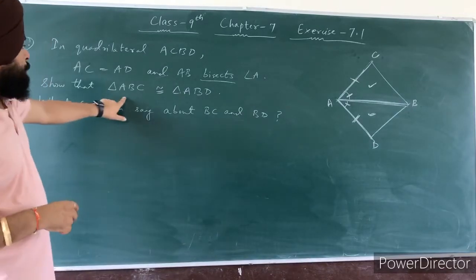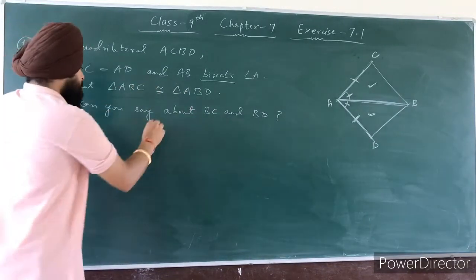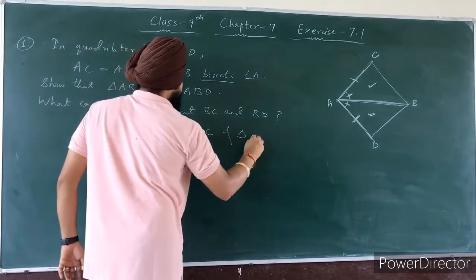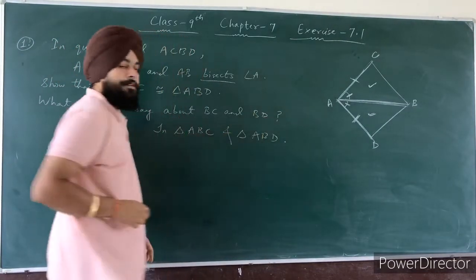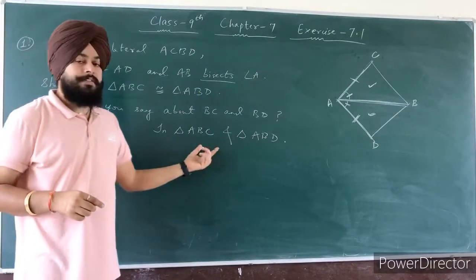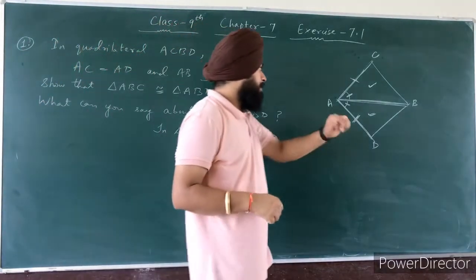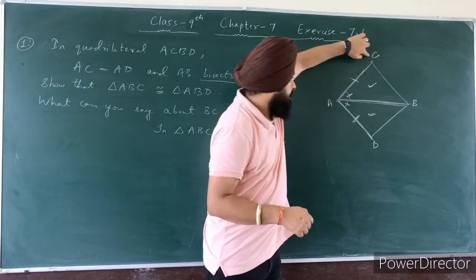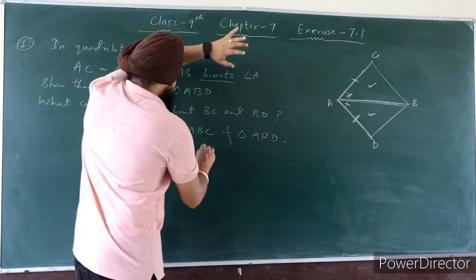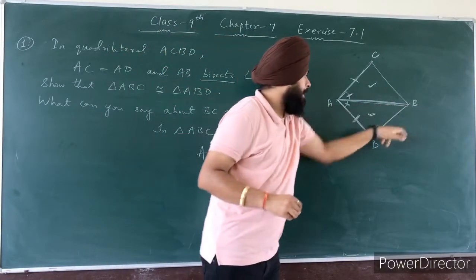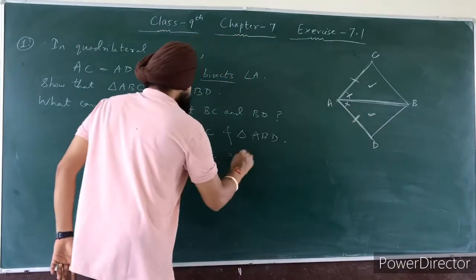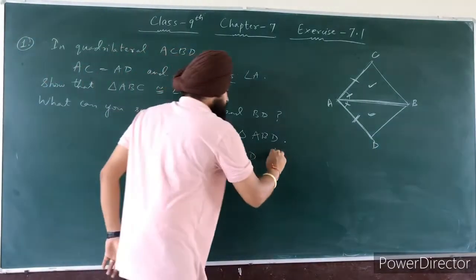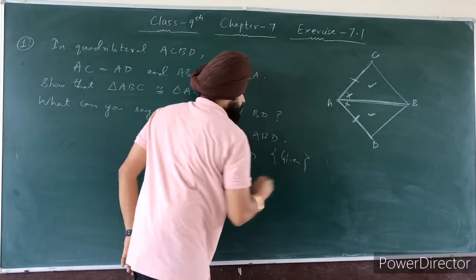So first we have to show that the triangles are congruent. So you can write: in triangle ABC and triangle ABD, you can take these two triangles. The first part which is equal: in triangle ABC side AC and in triangle ABD side AD. This is equal because it is given in the question. So you can write here, given.